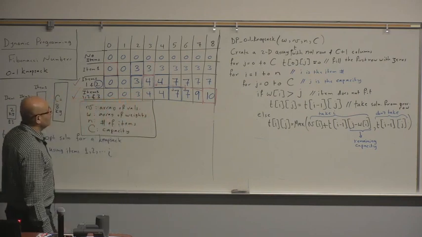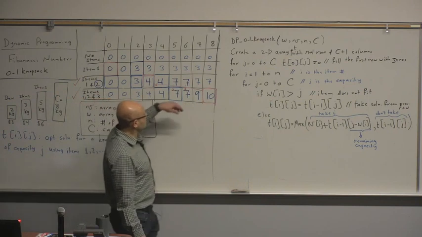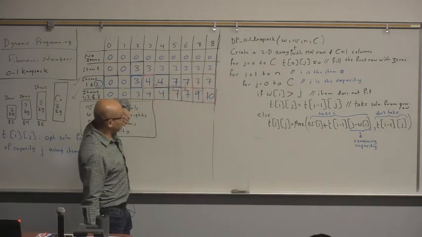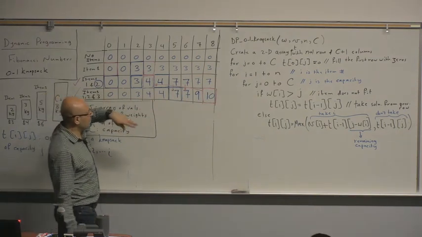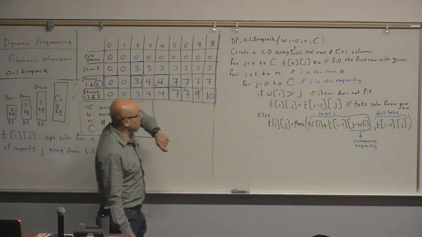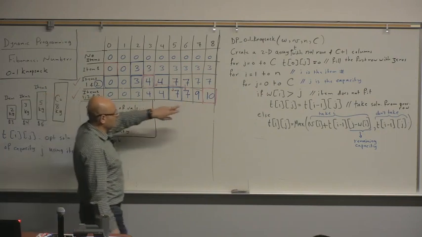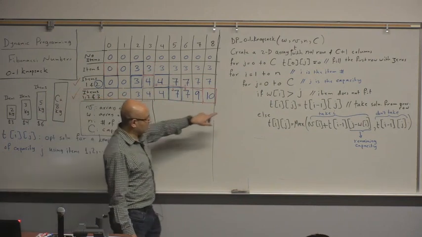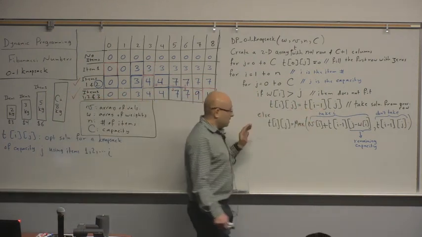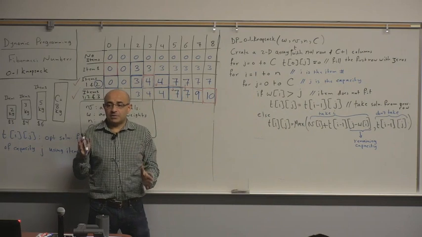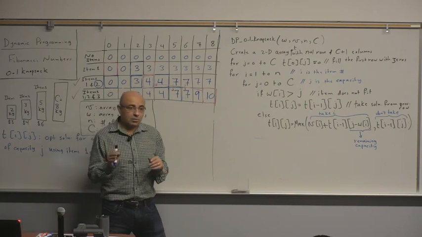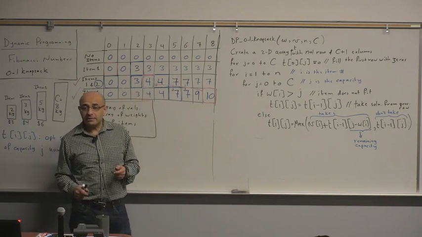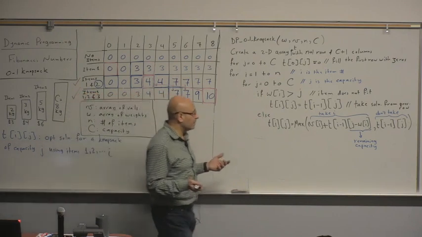Basically you go through the items. First set the first row to 0. Then for rows 1 through n, you go from j equals 0 to c. If w of I is greater than j, just take the previous value, which is T of I minus 1 and j. If the item fits, then you have two options: take it or not take it. So you compute the value for taking it, and the value for not taking it, and get the bigger value.